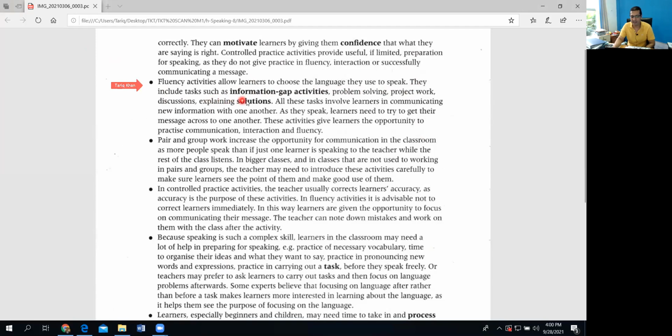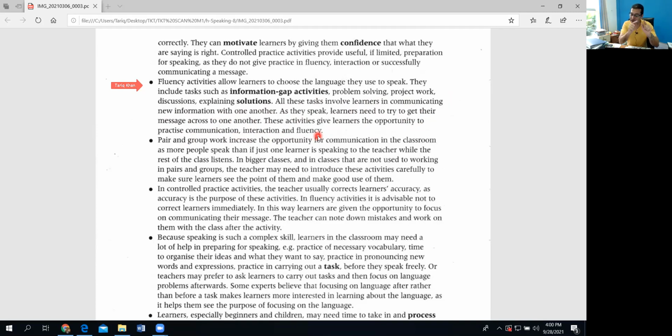They include tasks such as information gap activity, problem solving, project work, discussions, explaining solutions. All these tasks involve learners in communicating new information with one another. As they speak, learners need to try to get their message across to one another. These activities give learners the opportunity to practice communication, interaction, and fluency. Is it clear now? Is it clear? Okay, sir.